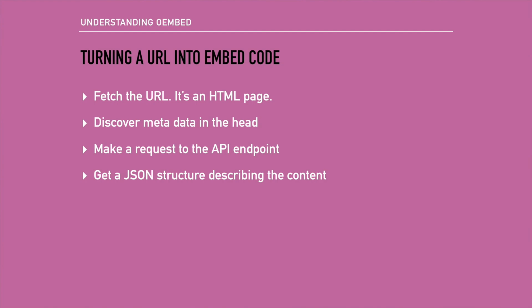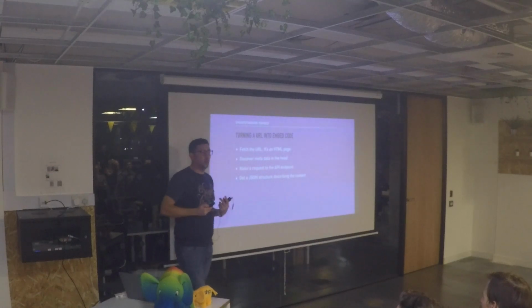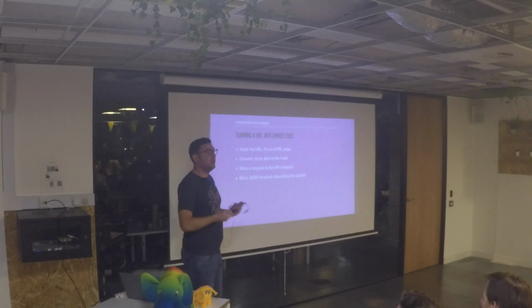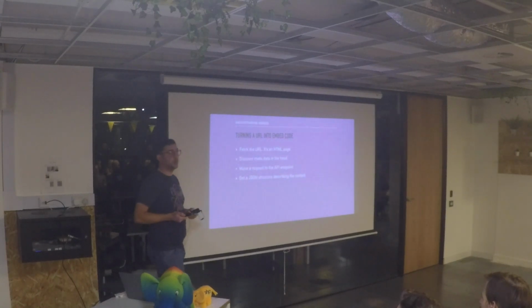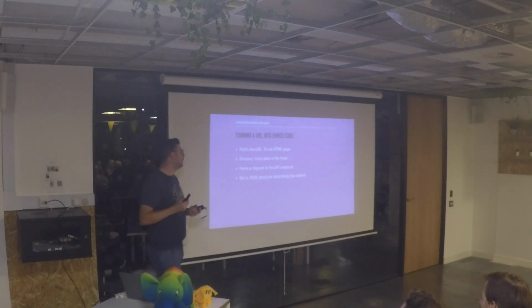So the process is this. You have a URL that's provided by the user. What you do is you fetch that URL, and it's going to take you to an HTML page. In the head of that HTML page, if the site supports oEmbed, there is a link in the head, a bit of metadata that gives you the URL of an API endpoint. You just request that API endpoint, and you get a nice JSON structure back that describes the media.